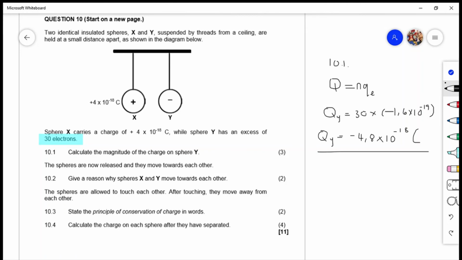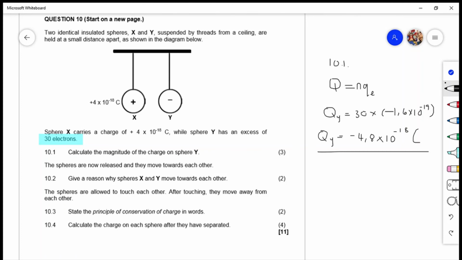The spheres are allowed to touch each other. After touching, they move away from each other. 10.3. State the principle of conservation of charge. So, the principle of conservation of charge states that the net charge of an isolated system remains constant.